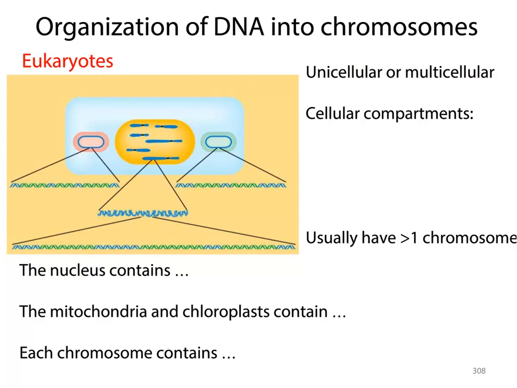All right, the reason I want you to understand how bacterial cells replicate and then split is because you should be able to contrast that with how eukaryotes do. Remember, a eukaryotic cell has a true nucleus: eu means true, karyote means nucleus. Eukaryotes can be either unicellular or multicellular; they come in both forms. They have what are called cellular compartments, and they usually have more than one chromosome.